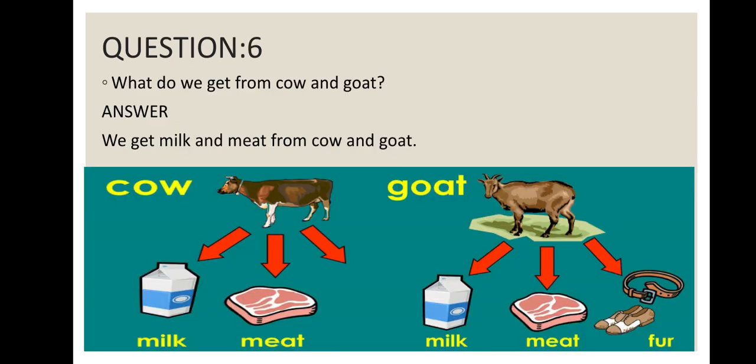Question number 6 is, what do we get from cow and goat? So the answer is, we get milk and meat from cow and goat. Okay, cow and goat give us milk and also meat.